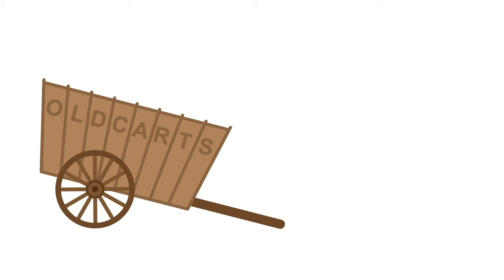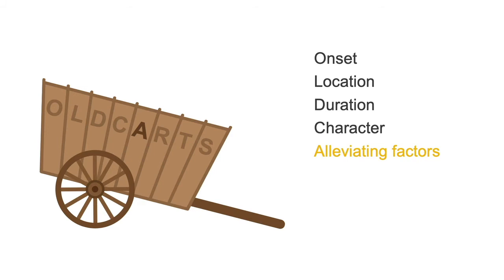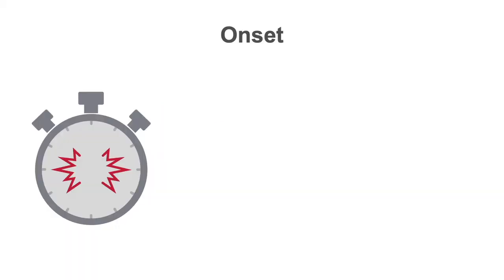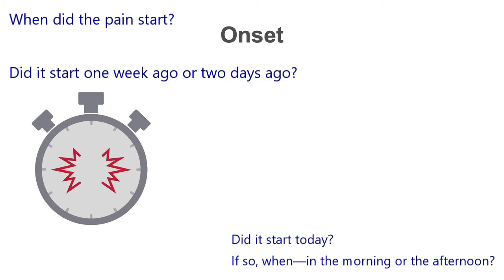You'll want to determine onset, location, duration, and character of the pain, as well as alleviating factors, whether it radiates, temporal patterns, and other associated symptoms. We'll go through each of these in a bit more detail. Let's look at onset first. You want to determine exactly when the pain started.